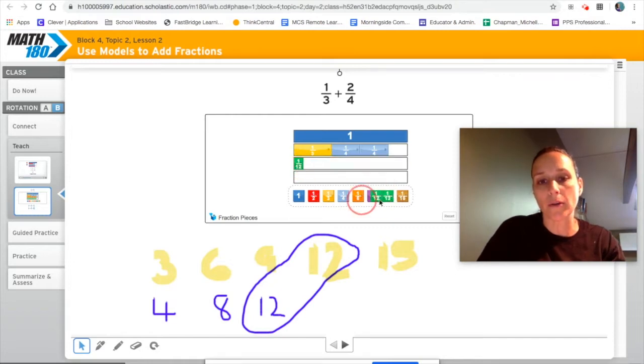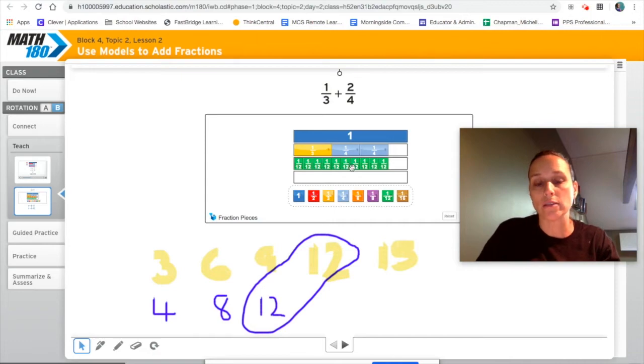So coming back up to my model here, I'm going to grab those 12 size pieces and I'm going to line them up underneath my model so that they, in fact, take up the same amount of space. So I can see that 1/3 is equivalent to 4 12ths. I'm then going to take 12ths and line them up under my 1/4 pieces. And I can see that 2/4 is equivalent to 6 12ths. And if I add those together, I get 1, 2, 3, 4, 5, 6, 7, 8, 9, 10. 10 12ths would be the total of those two fractions added together.